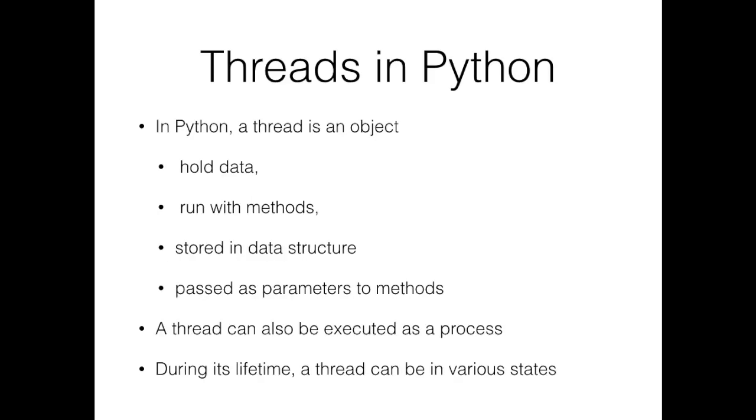Now let's talk about threads in Python. In Python, a thread is an object like any other object that can hold data. This object can also be used to run with methods. The object can also be stored in data structures, and can be passed as a parameter to methods. Also in Python, a thread can be executed as a process. And during the lifetime of a thread, it can have various states.